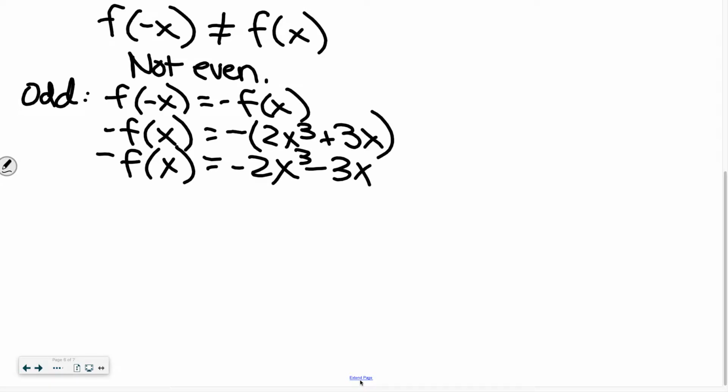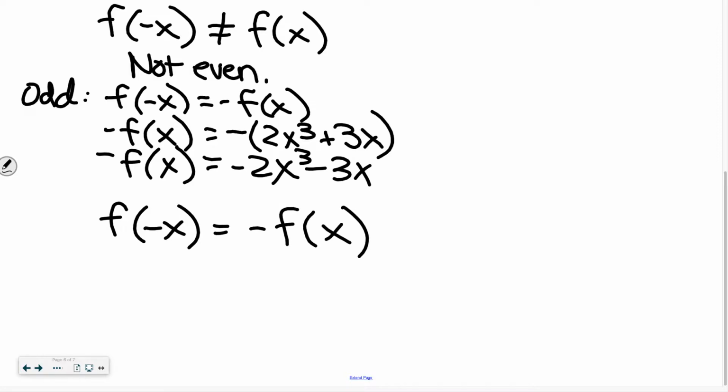And what do you notice about negative f of x? Look familiar? It is, Celine says, f of negative x. So f of negative x equals negative f of x. They're both equal to negative 2x cubed minus 3x, right? So they're equal to each other. That means this one is odd.